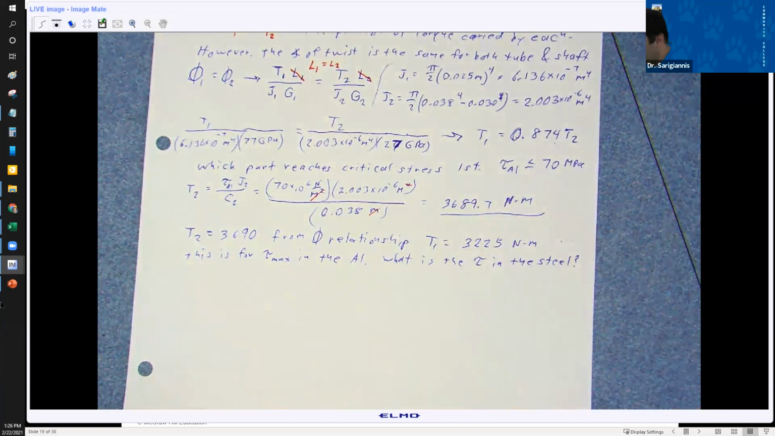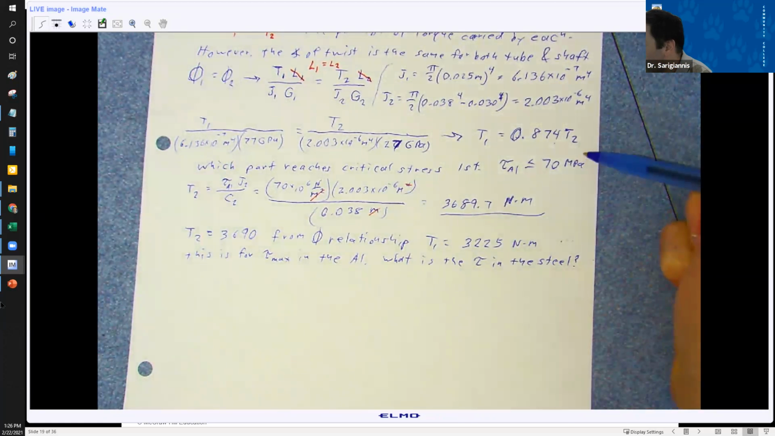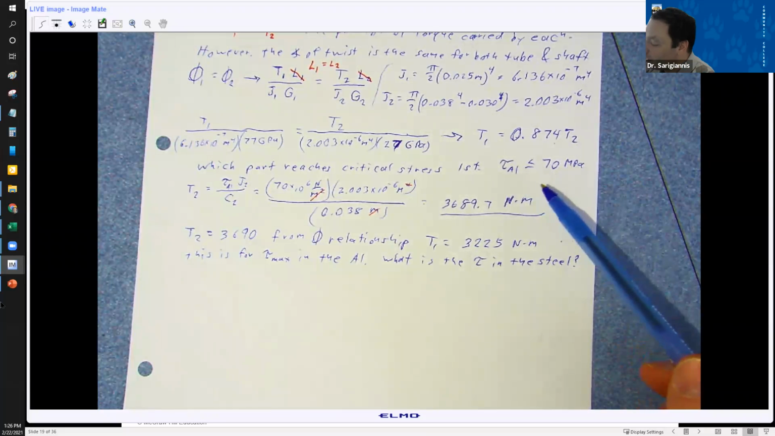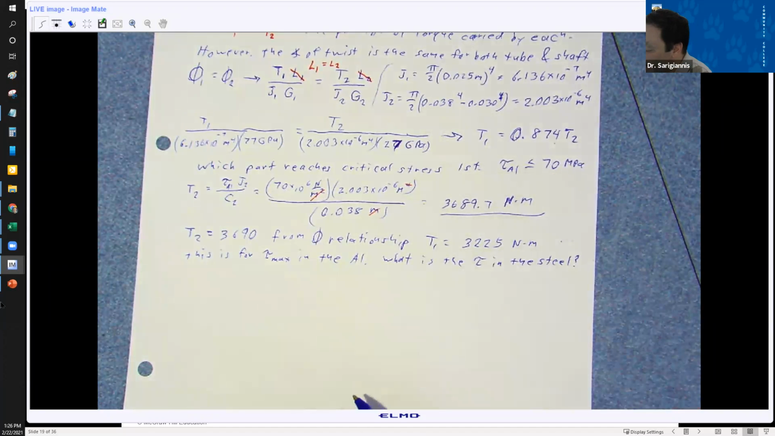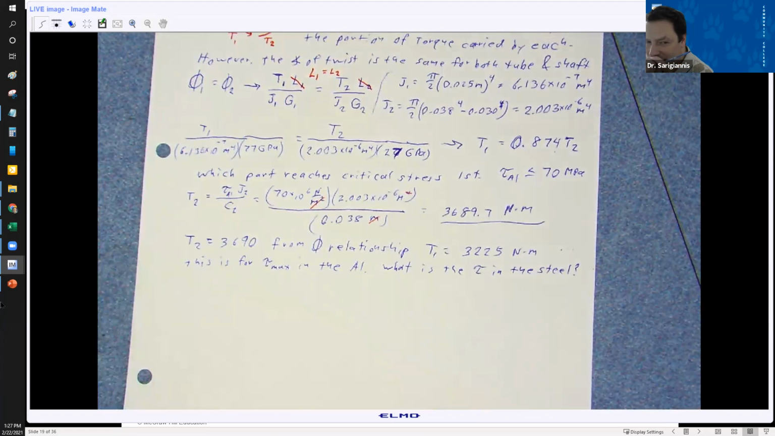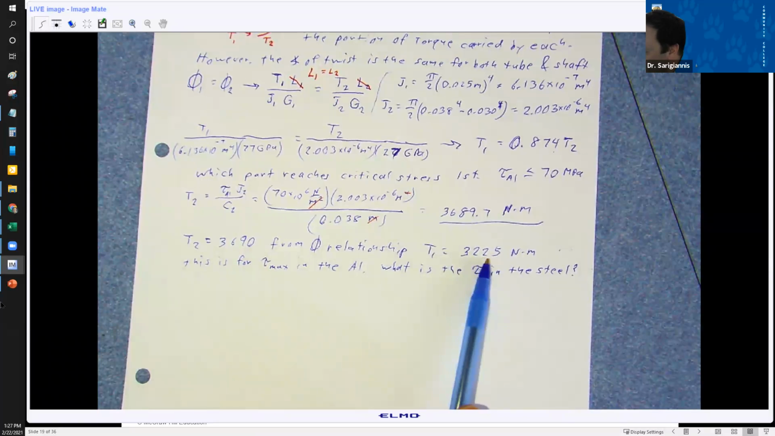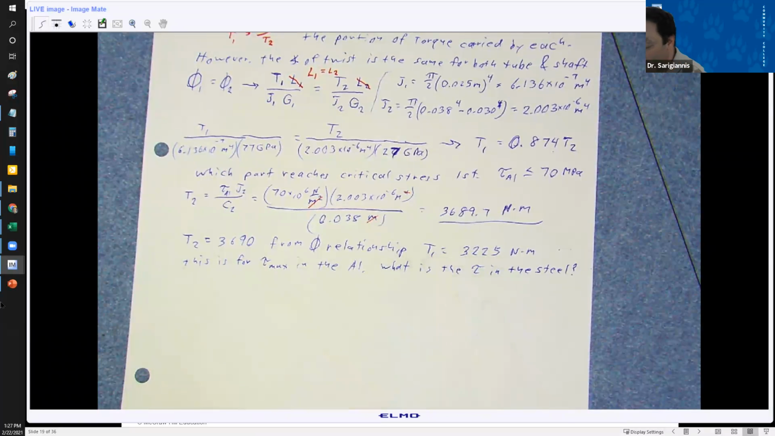Right, so we're just starting from one point. You could have chosen your steel up here and worked the other way. The point is that we know for the aluminum that the maximum allowable shear stress is 70 megapascals. So we figured out what the max torque is. This is okay for the aluminum. Now we've got to figure out what's okay for the steel, and we know the relationship from angle of twist. Due to the stiffnesses of these things, the torque is going to be split up such that T2 is 3690 and T1 is 3225. So this is the torque in the steel.